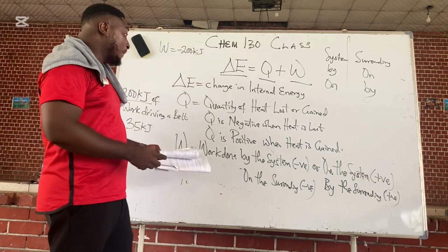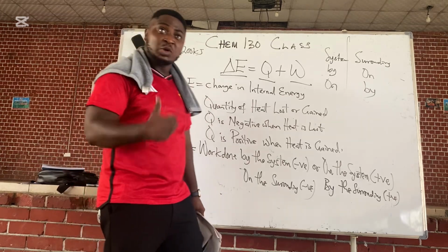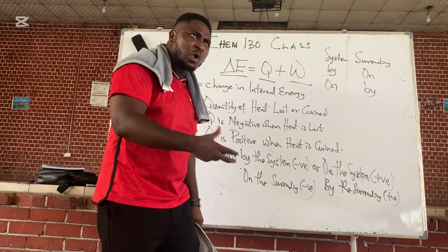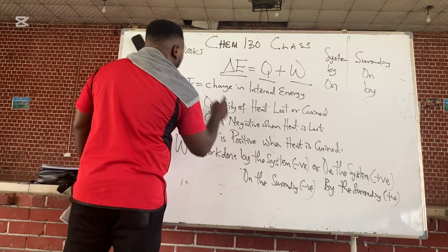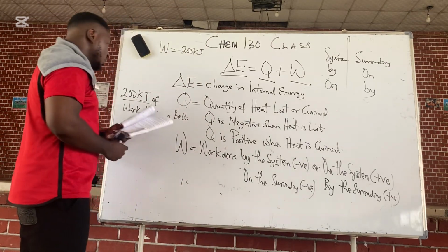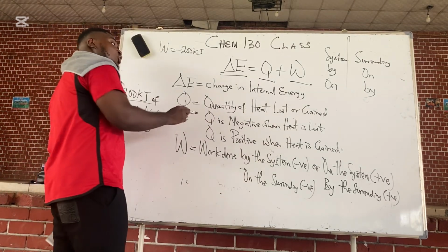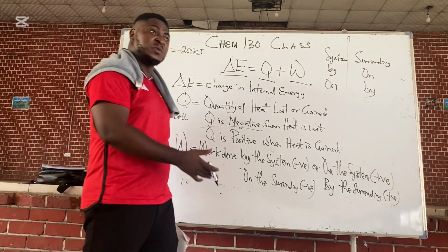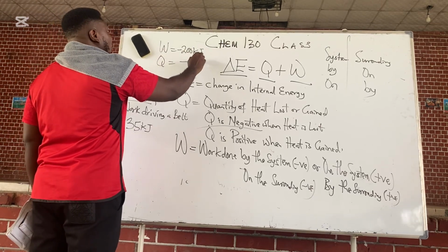Why? Because work is done by the system. And when work is done by the system, our W is negative. An electric motor does 200 kilojoules of work. So the system does work, and our W carries a negative. And it loses heat. When heat is lost, is Q positive or negative? Q is negative when it is lost, and Q is positive when it is gained. So our Q is also going to be negative, minus 35 kilojoules.